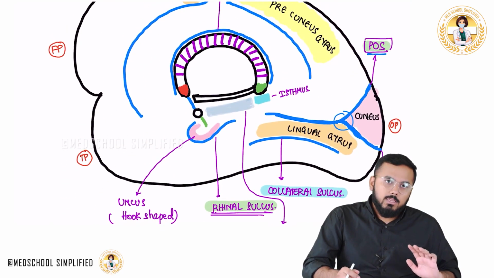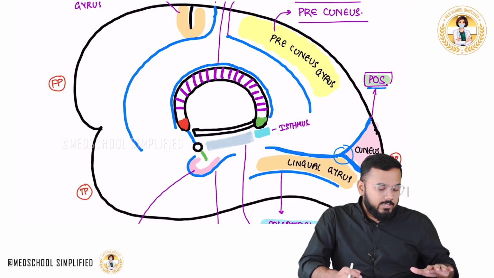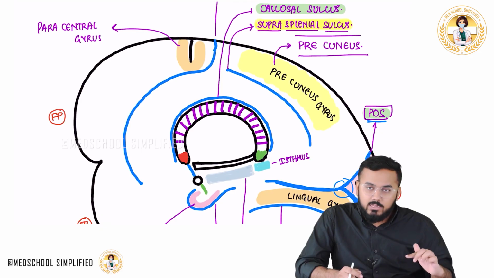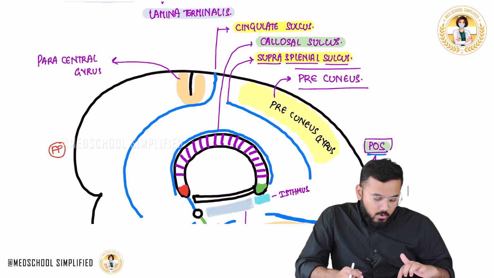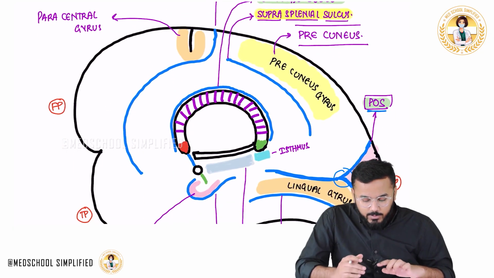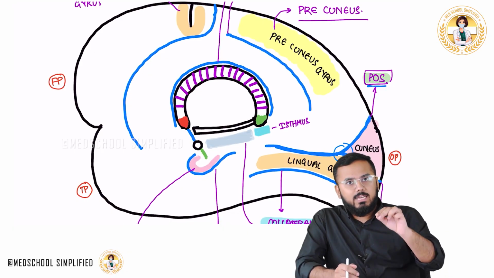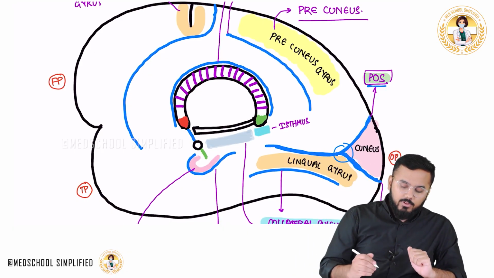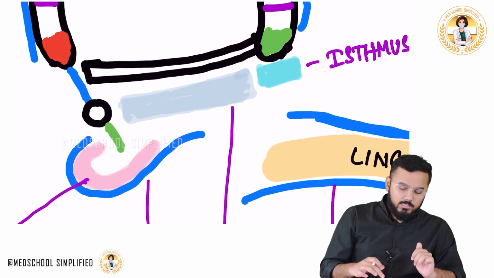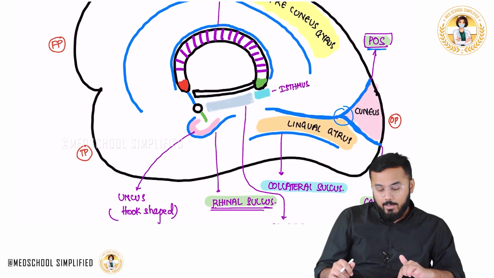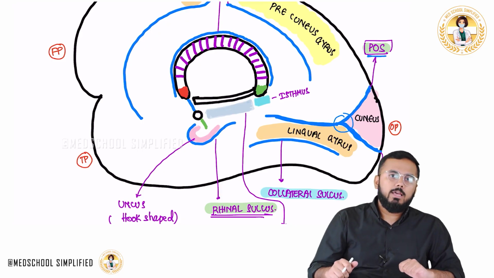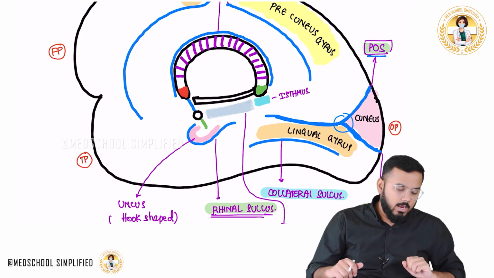So far, what are the different kinds of gyri we discussed? One, surrounding the central sulcus, we have the paracentral gyrus. Next, we have the precuneus gyrus, because it is in front of the cuneus. Just beneath the cuneus, we have a tongue shaped gyrus called the lingual gyrus. After that, we have this small blue box like thing called the isthmus. In front of the isthmus, we have the parahippocampal gyrus. And within the loop of the rhinal sulcus, we have a hook shaped gyrus called the uncus.